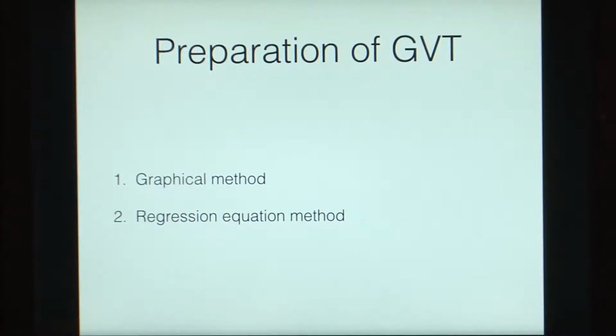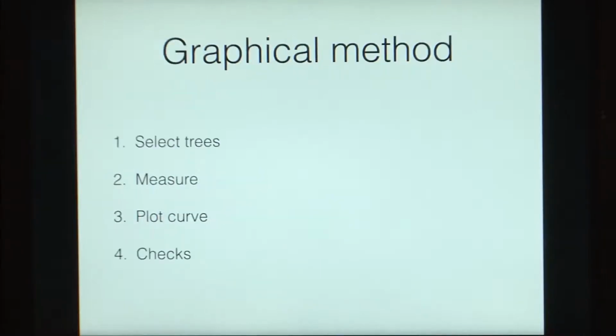So, in the case of general volume table, we will be measuring the diameters, the heights and the volumes, and then use them in a tabular fashion. This table can be generated either by the graphical method or the regression equation method. So, what do we do? In the case of the graphical method, we start by selecting the trees. We cannot put each and every tree, we need to find out the generalized trees. We will come to it in greater detail later.